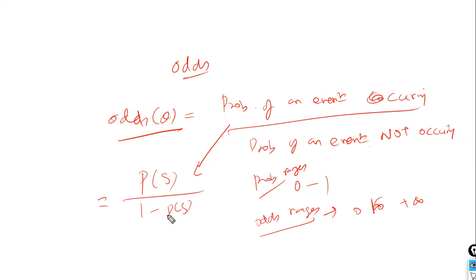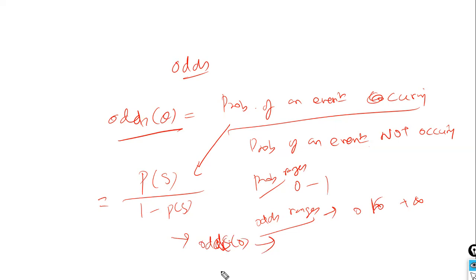Supposing I say the odds is 0. What does it tell us? Odds is 0 means that the event is impossible. There is no chance of the event occurring.